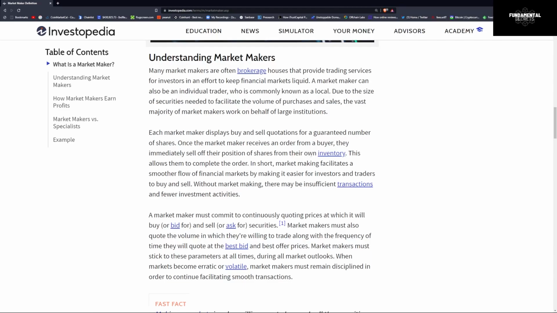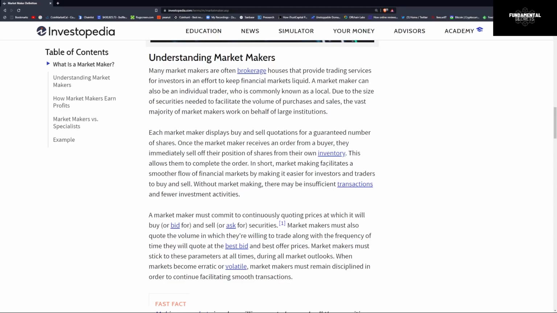Once the market maker receives an order from a buyer, they immediately sell off their position of shares from their own inventory. So once people start buying, guess who's selling to you? The market maker, right? That's what causes tops. They immediately sell out from their inventory. This allows them to complete the order. So they bought at the low, they sold at the high, and that completes the order.